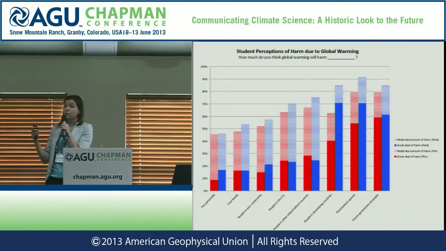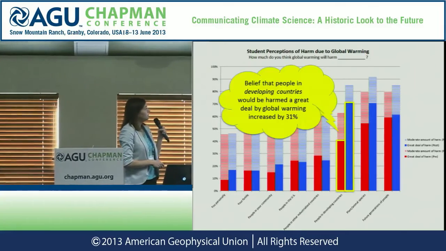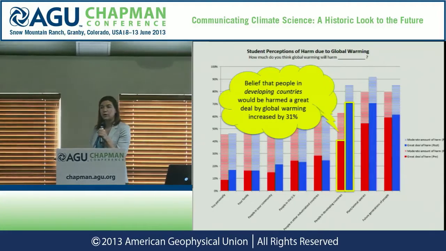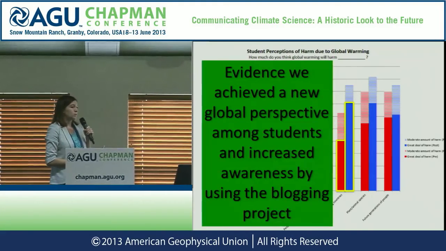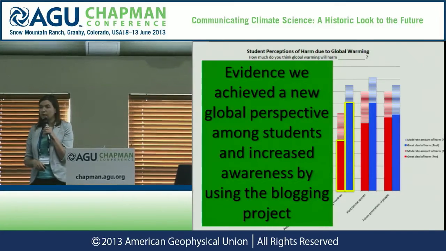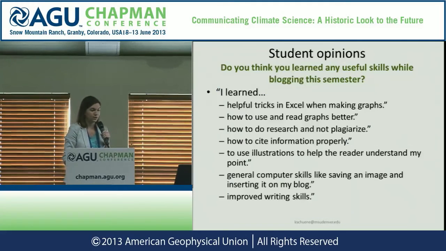And although all categories did increase, we find one really interesting result. So belief that people in developing countries would be harmed a great deal by global warming increased by 31% throughout the semester. And I think that this really shows that we achieved this goal of having them think globally. So some of them represented developing countries in their blogging project, and so they really came back to this idea, wow, these guys are going to be affected, and it isn't their fault, usually. So this is a good conclusion.